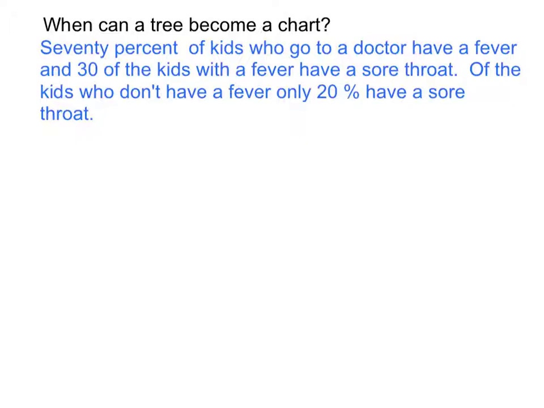Some of the problems in the book involve tree diagrams, and I want to show you how to make a tree diagram, but how you can always make a tree diagram into a chart. So let's say 70% of kids go to a doctor, 70% of kids who go to a doctor have a fever. Okay, so we're going to go fever is 0.7, and that means that no fever is 0.3. So when you make a tree diagram, you fill in what you know, and then you fill in the opposite of that because of the rule that probabilities add to 100%.